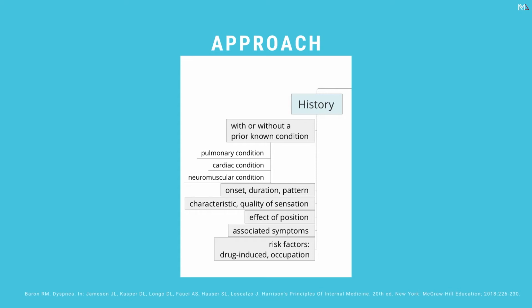The characteristic and quality of sensation must also be noted. For example, chest tightness may be due to bronchoconstriction, and sensation of inability to take a deep breath may be due to COPD. Effect of position on dyspnea and associated symptoms such as orthopnea, platypnea, and nocturnal dyspnea must also be noted. Other risk factors must be asked since there are dyspnea that can be drug-induced or due to occupation.